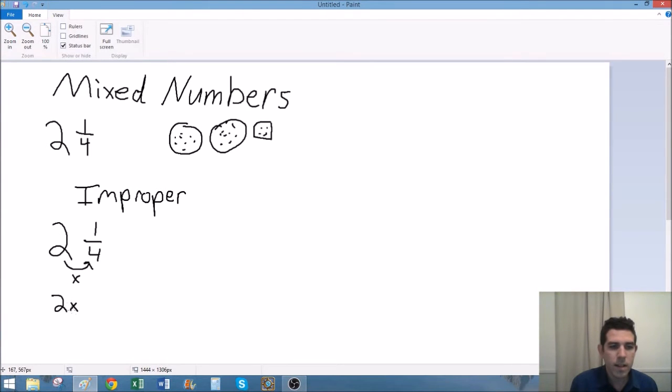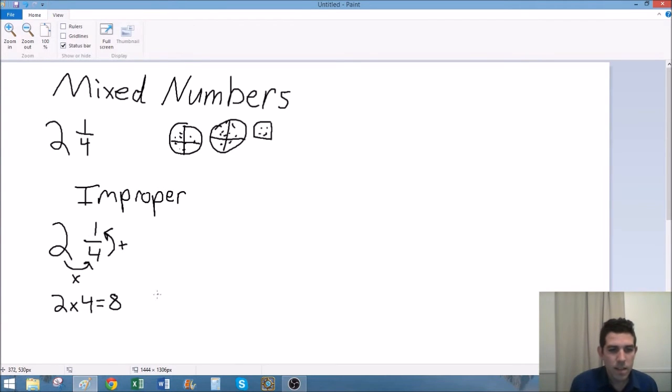2 times 4 equals 8. That means that we have 8 fourths here. There's 4 and there's another 4 fourths. 1, 2, 3, 4, 5, 6, 7, 8 fourths. We will then add the number we got, 8, to the top, to the numerator. This is where we add.